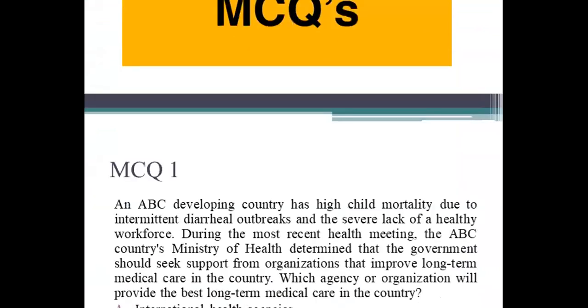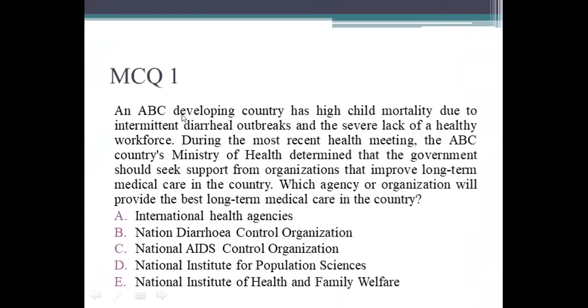Now it is time for MCQs. MCQ 1. An ABC developing country has high child mortality due to intermittent diarrheal outbreaks and a severe lack of healthy workforce. During the most recent health meeting, the ABC country's Ministry of Health determined that the government should seek support from organizations that improve long-term medical care in the country. Which agency or organization will provide the best long-term medical care in the country? A. International Health Agencies, B. National Diarrhea Control Organization, C. National AIDS Control Organization, D. National Institute for Population Sciences, E. National Institute of Health and Family Welfare.